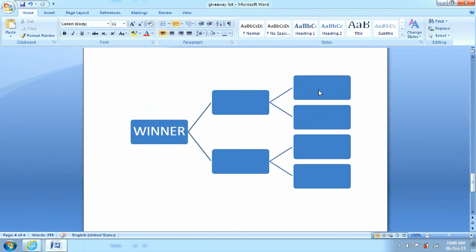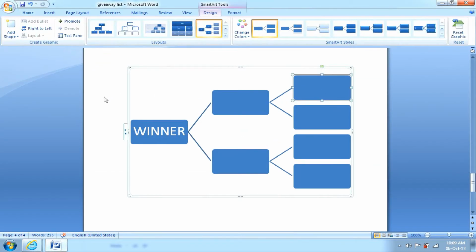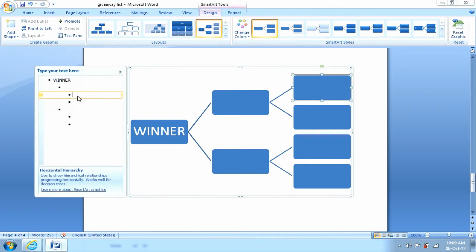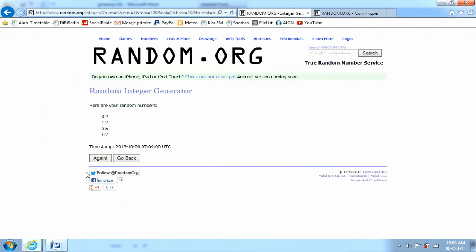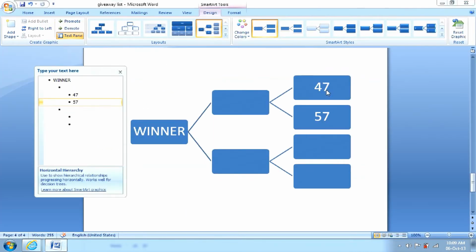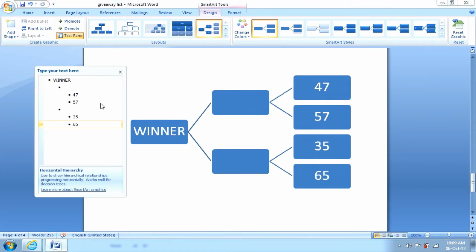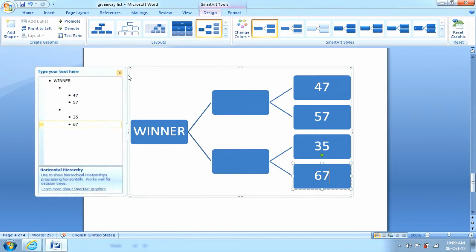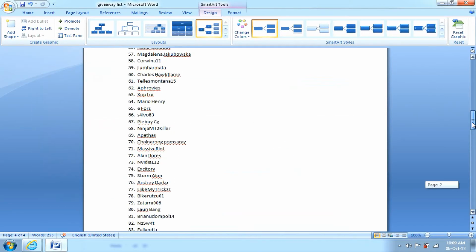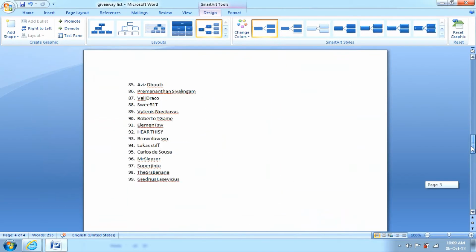We're gonna go down here and we're gonna type 47, 57, what was the other one? 35 and 65. 35, 65, this is it. Oh, 67. Now, let's check. First number is 47.